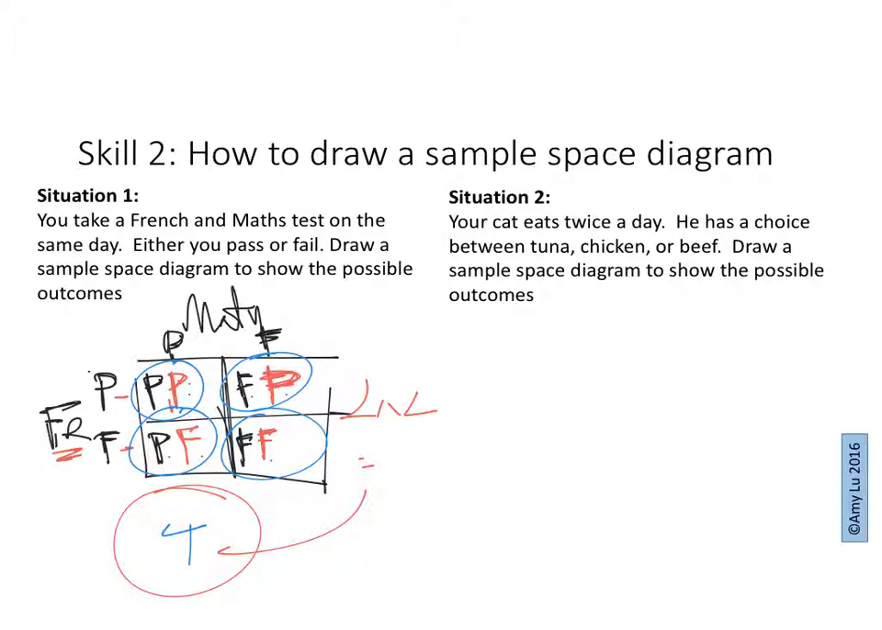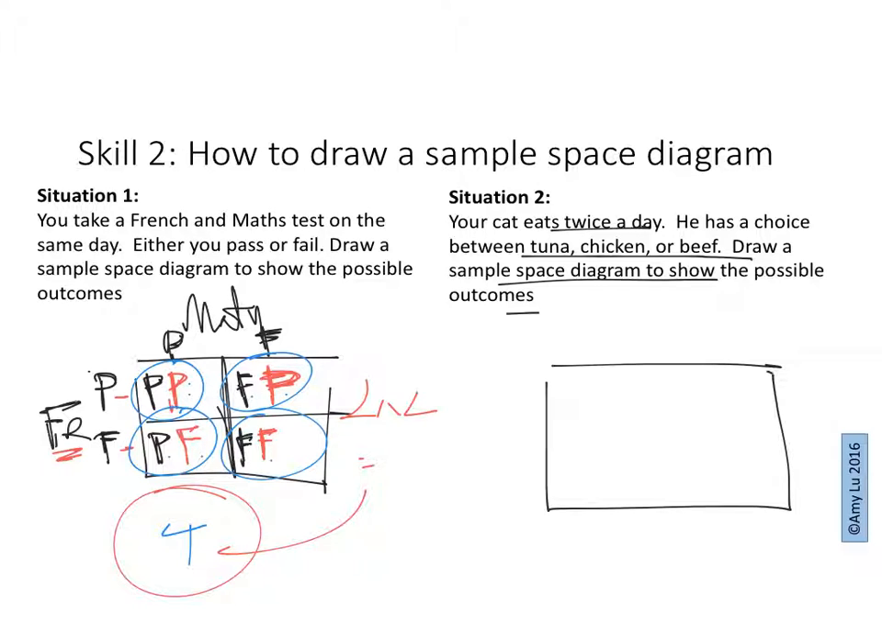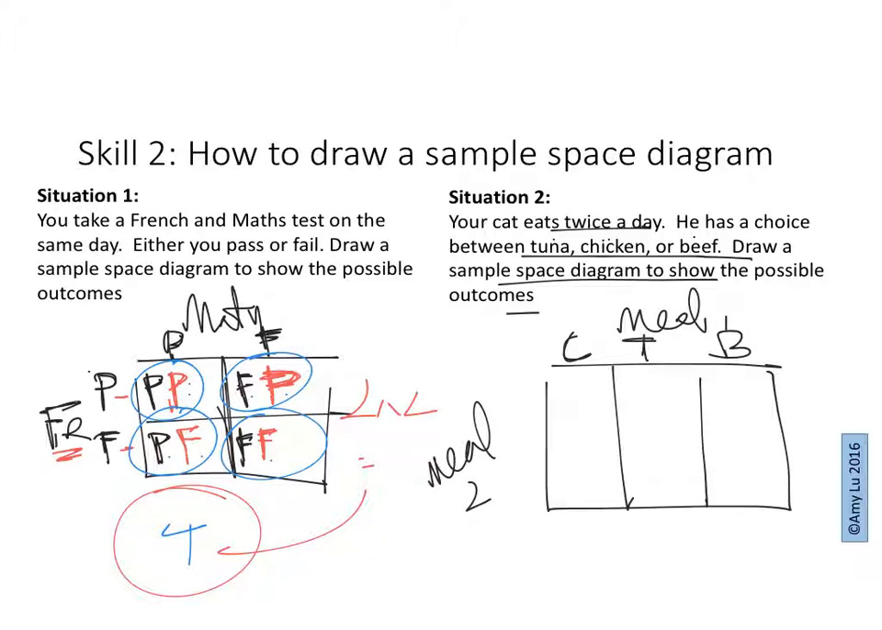In the second situation, your cat eats twice a day. He has a choice between tuna, chicken, or beef. Draw a sample space diagram to show the possible outcomes. So you draw a rectangle, and one side represents meal number 1, and the second side represents meal number 2. He has 3 choices: tuna, chicken, beef. So for meal 1, chicken, tuna, or beef. Meal 2, he has 3 choices: chicken, tuna, or beef.